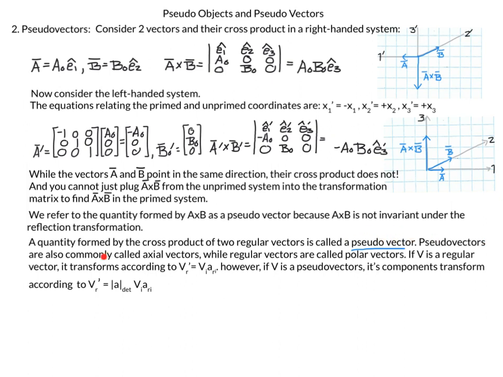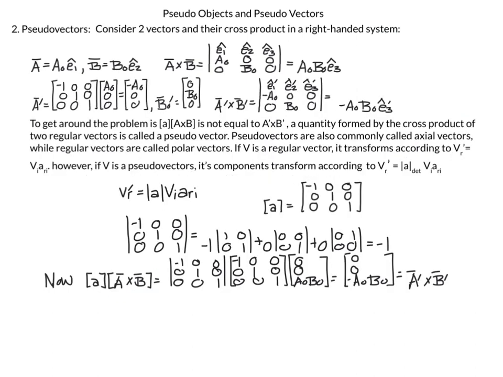Pseudovectors are also commonly called axial vectors, while regular vectors are called polar vectors. So if x is a regular vector, then it transforms according to our regular equations where we have our transformation matrix. And then for our pseudovectors, we need to add this determinant in here. I had to clear out room again. So here I have in my first right-handed system, my cross product.